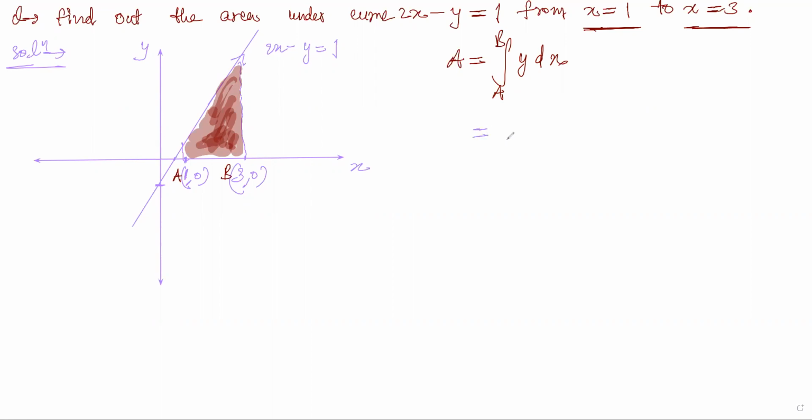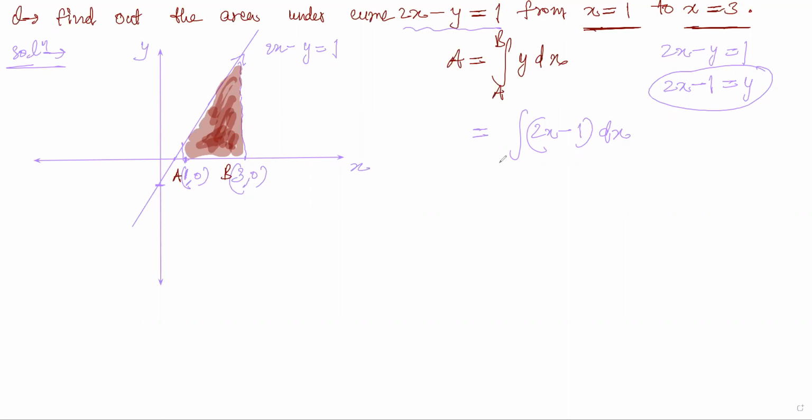Y is equal to 2x minus 1. Correct. So we need to integrate 2x minus 1, because the value of y from this function can be calculated by shifting y to the right-hand side and 1 to the left-hand side. So we get 2x minus 1 is equal to y. 2x minus 1 is equal to y, or y is equal to 2x minus 1, both are the same thing, right? So this value of y would be 2x minus 1 for this function. Hence, we need to integrate 2x minus 1 from, can you tell me the limits?